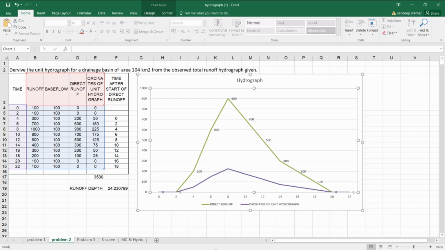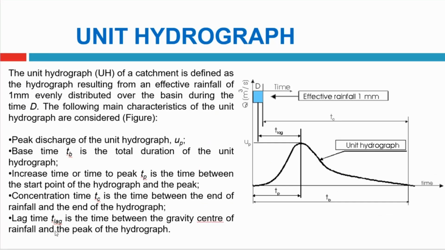To understand the unit hydrograph, we'll again go back to the PPT. Now see here. What the unit hydrograph says is that if there is 1 centimeter or 1 mm, you can use whichever unit you want. In this, he is saying 1 mm. So assume that there is 1 mm of rainfall that has happened evenly. This is excess rainfall.